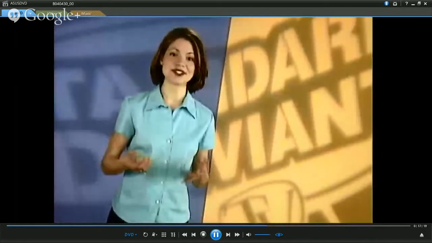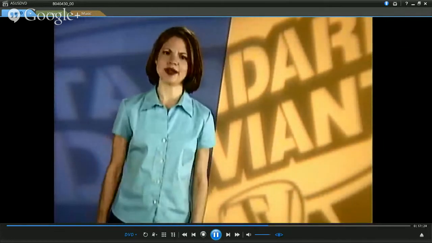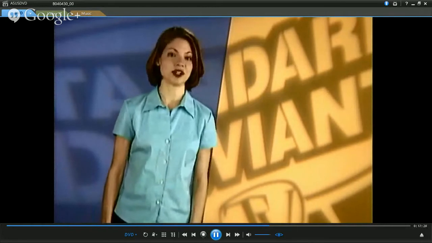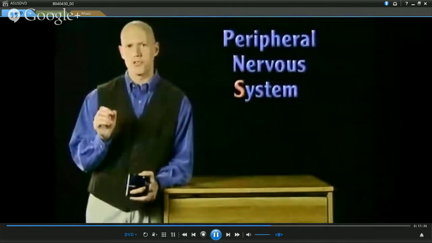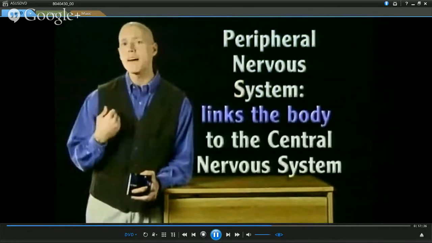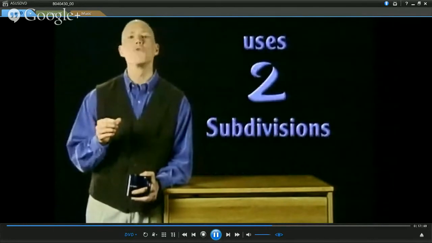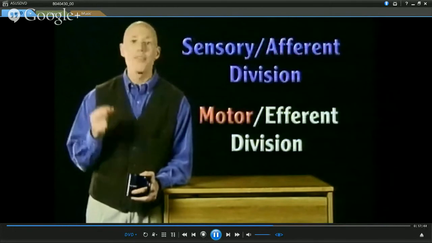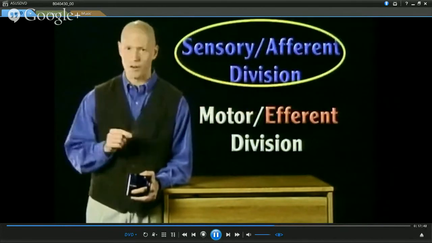So, that's the central nervous system, the brain and the spinal cord. Now let's push on and bravely meet the second major part of your nervous system, the peripheral nervous system. Like we said before, the peripheral nervous system's main job is to link the body to the central nervous system. It accomplishes this job using two subdivisions, the sensory, or afferent division, and the motor, or efferent division. We'll start with the sensory division.